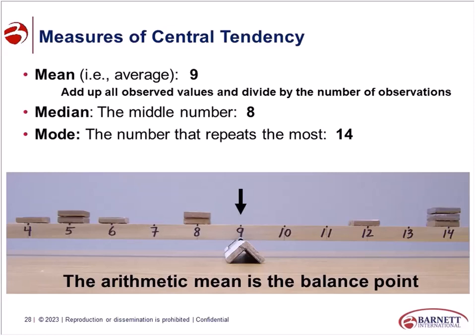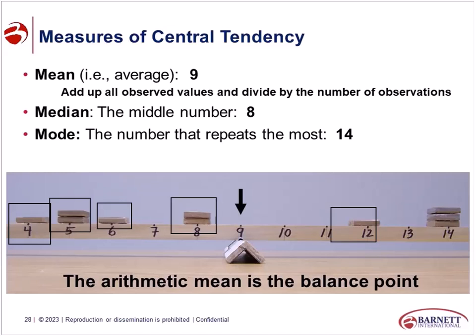And so we have 10 observations. What I've displayed here is that I put down all 10 observations on a balancing beam. So I have a measurement at 4, 2 measurements at 5, 1 at 6, 2 at 8, 1 at 12, and 3 at 14. So if you add the 4, the two 5s, the 6, the two 8s, the 12, and the three 14s, and divide by 10, you'll get the average of 9.